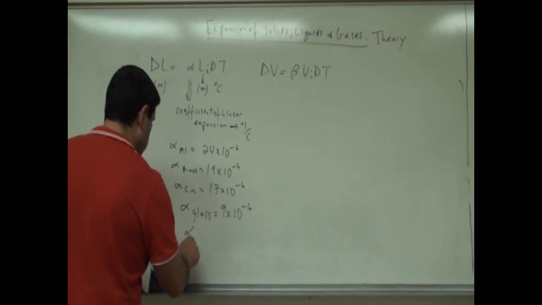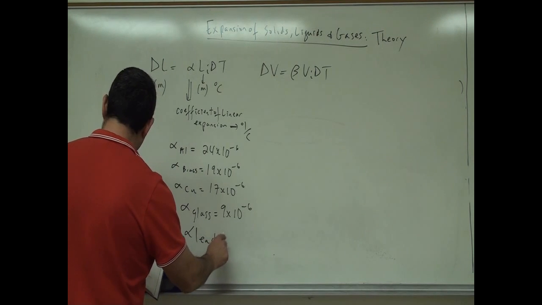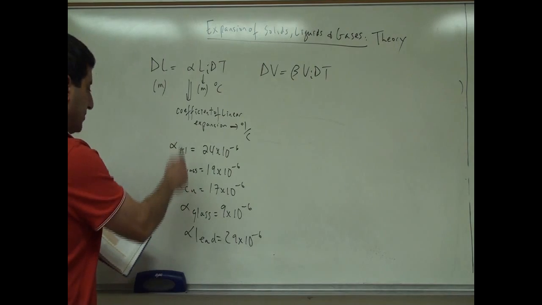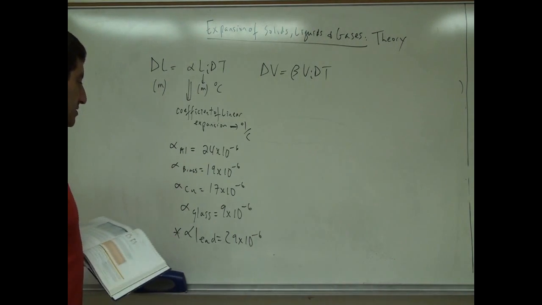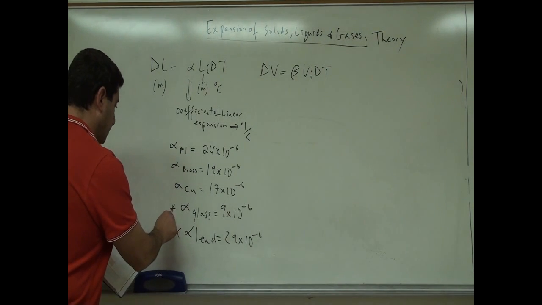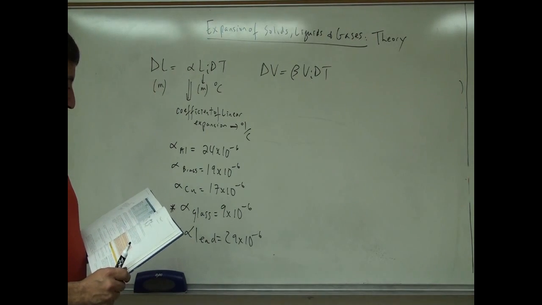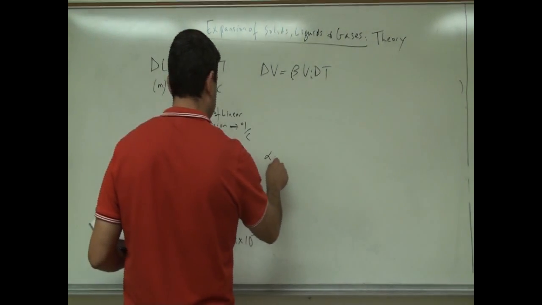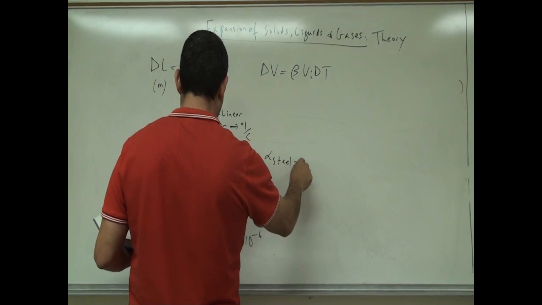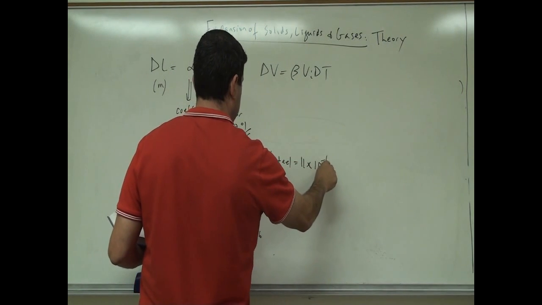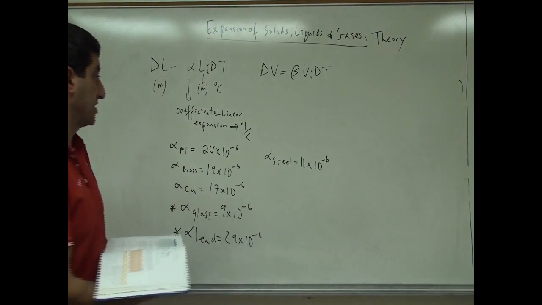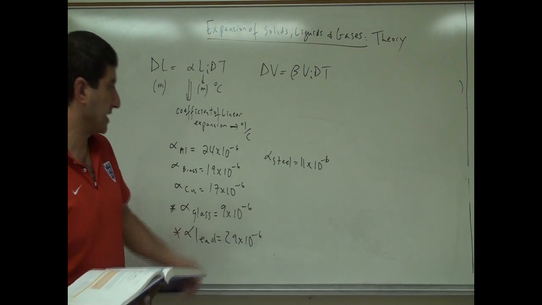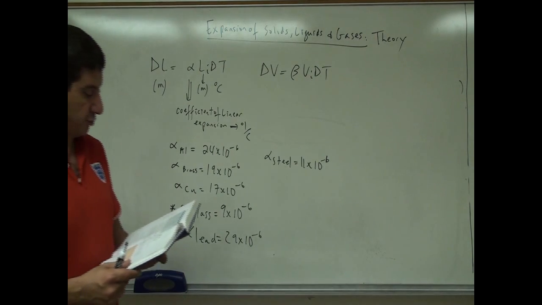Lead is equal to 29 times 10 to the minus 6. So far from these, lead is the highest, right? And then glass is the smallest. And then steel is 11 times 10 to the minus 6. So from the metals, steel is the smallest, right? 24, 19, 17, 29. Yeah, definitely for the metals, the steel is the smallest.